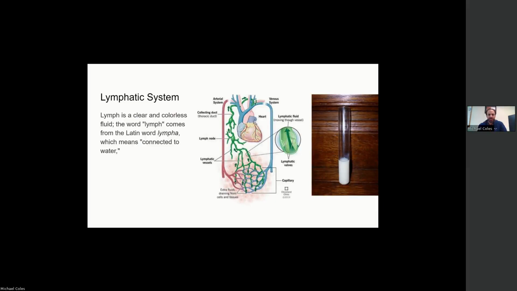All right, so lymph. This is similar to what lymph looks like. It's a clear and colorless fluid. This one's a little more white. I was trying to find a good picture. But lympha from Latin means connected to water. So this fluid is getting transported all throughout the body, just like if you filled up your toilet with water, you went to the bathroom, you flushed the toilet, that goes through the pipes into the sewage system, into the water plant. It gets bleached and sanitized and cleaned and filtered, and then it comes back into your sink.